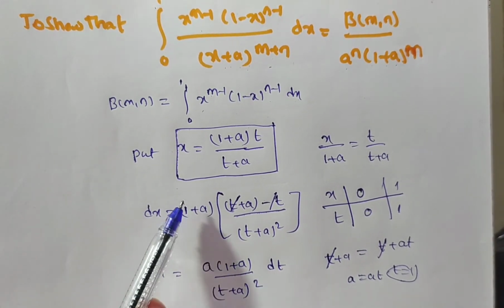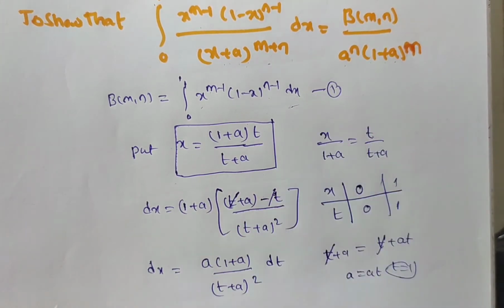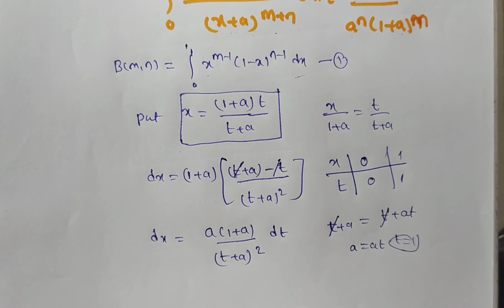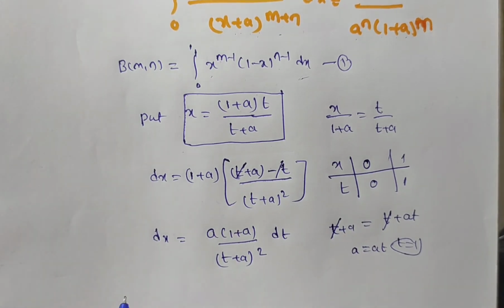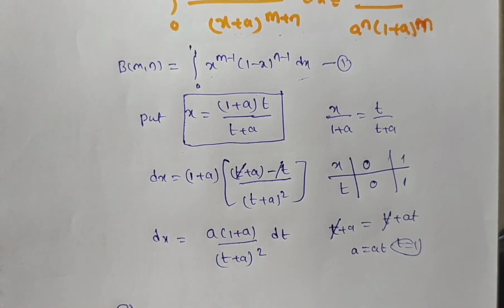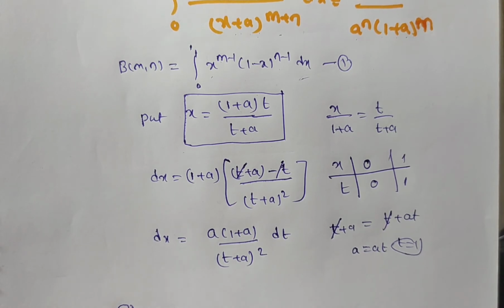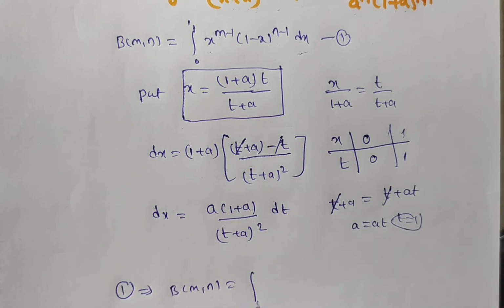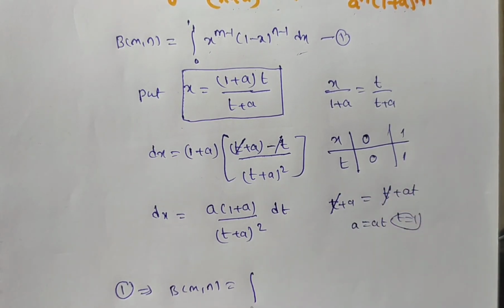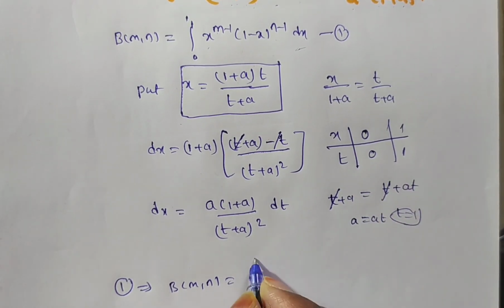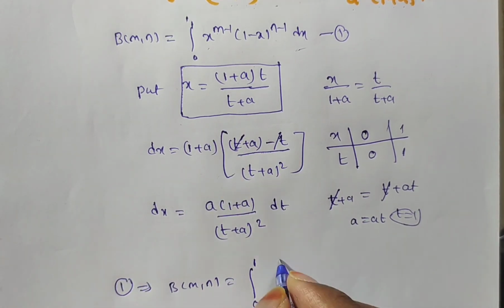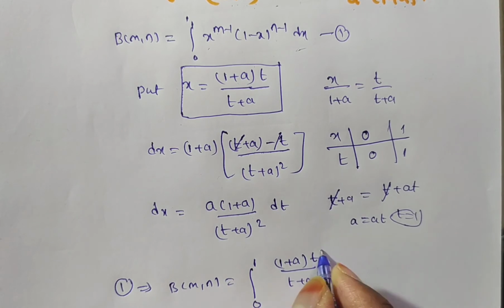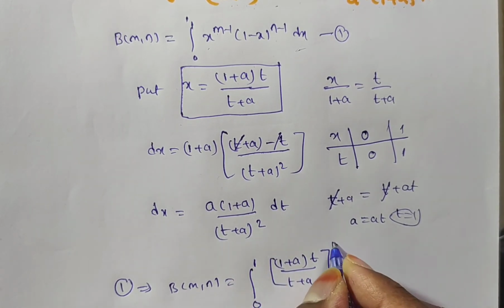Now you substitute all these values in equation 1. That's it. Then you will get form 5. Then equation 1 implies beta of m comma n is equal to, here limits from 0 to 1 only, because t limits are also 0 to 1. So 0 to 1. What is x here? You have 1 plus a into t by t plus a, power you have m minus 1.